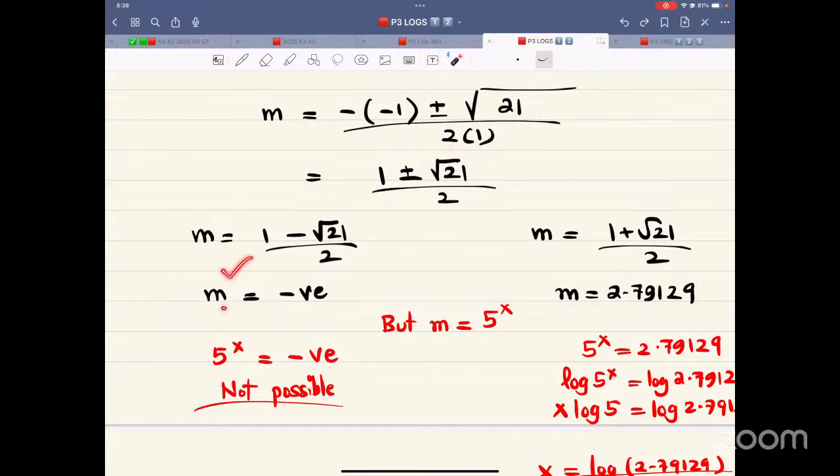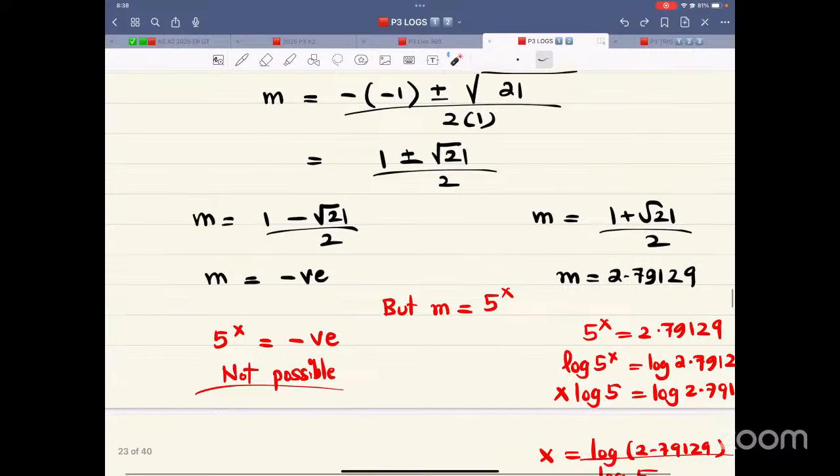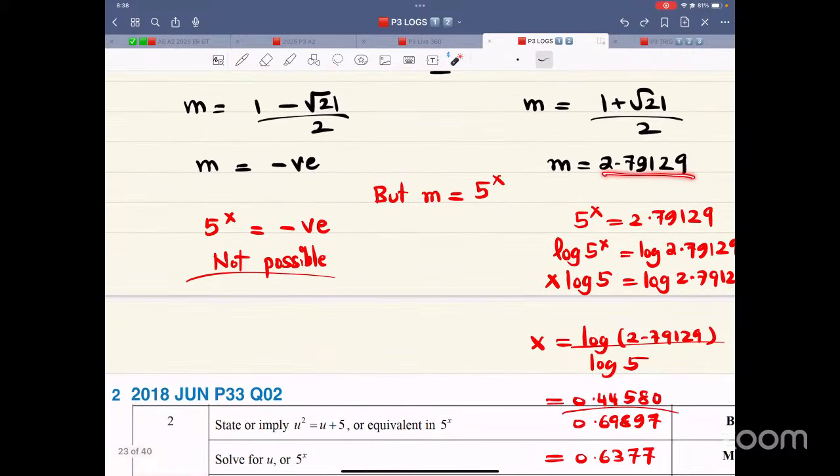One of the values of m is negative. Since m is 5 to the power x, you cannot take the log of a negative number. And over here, look at the working. I get this m value: 1, 2, 3, 4, 5, 6, six significant figures, not bad, no issue. 4 SF is the minimum.